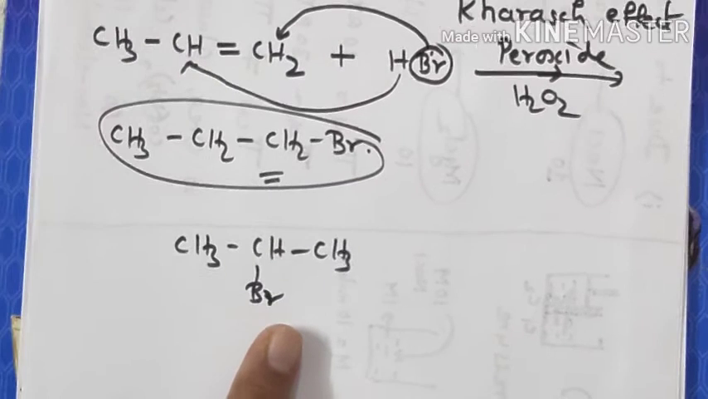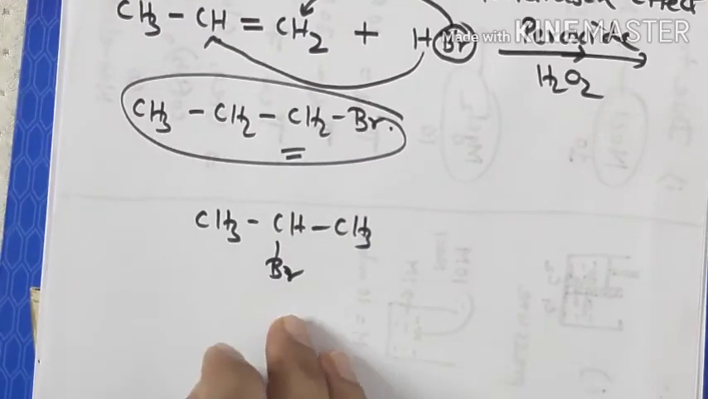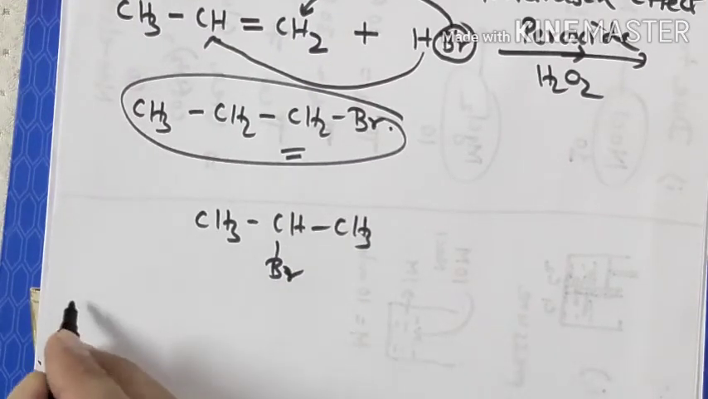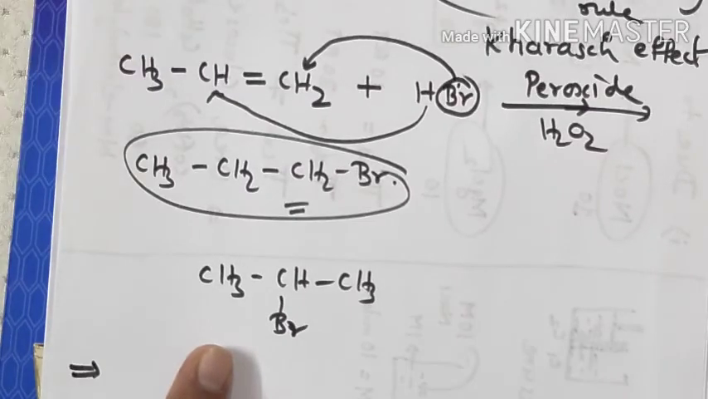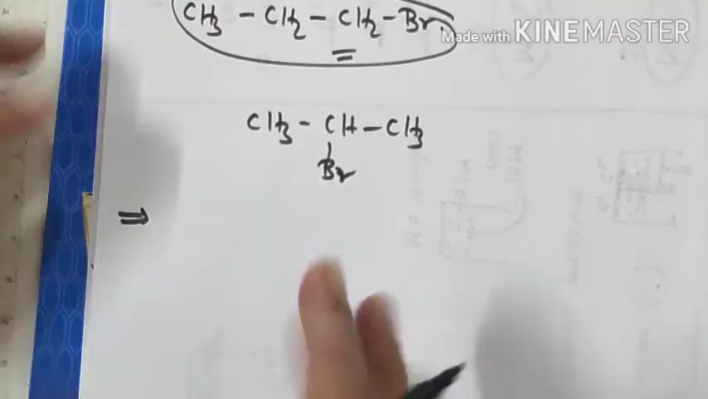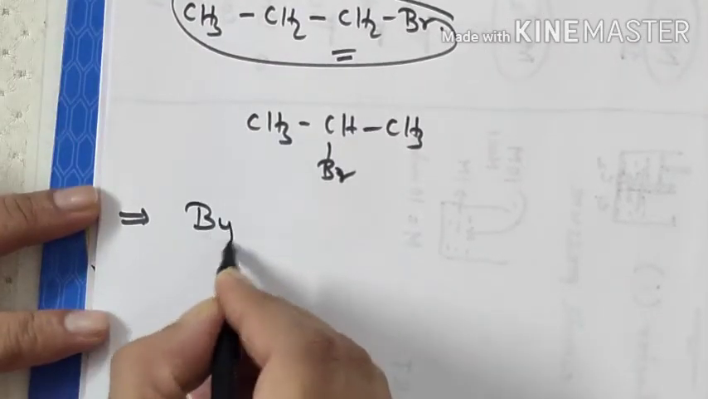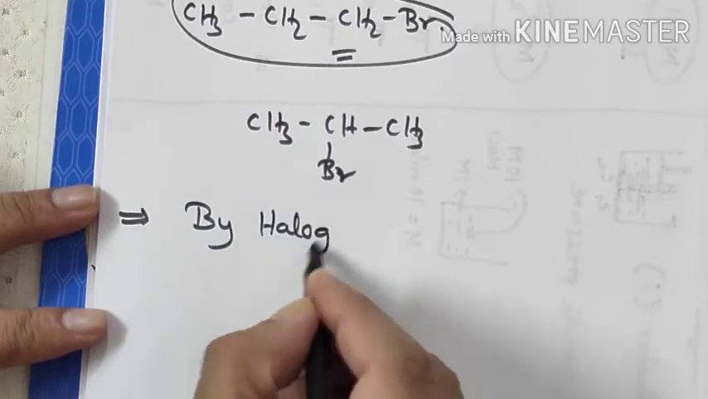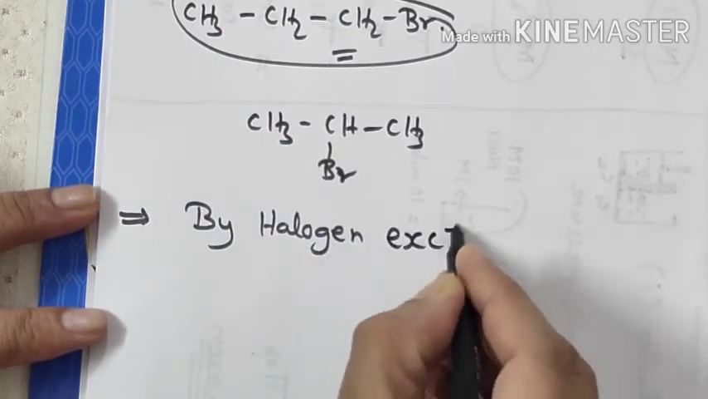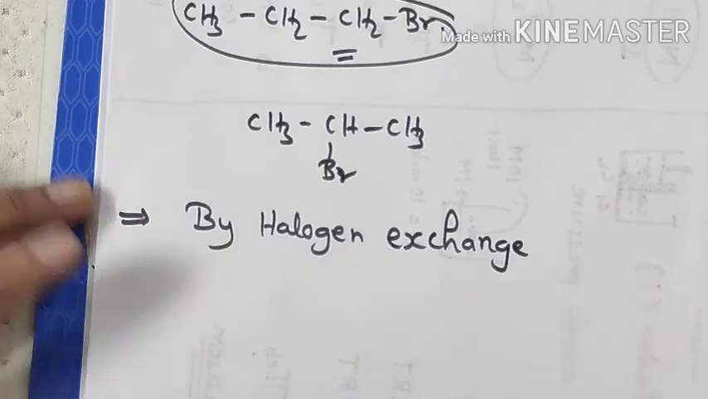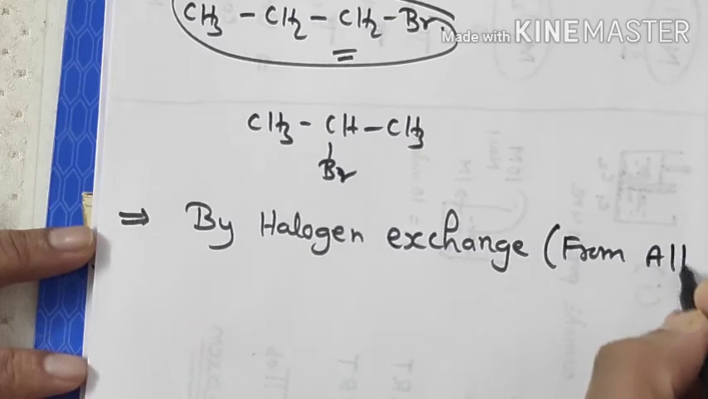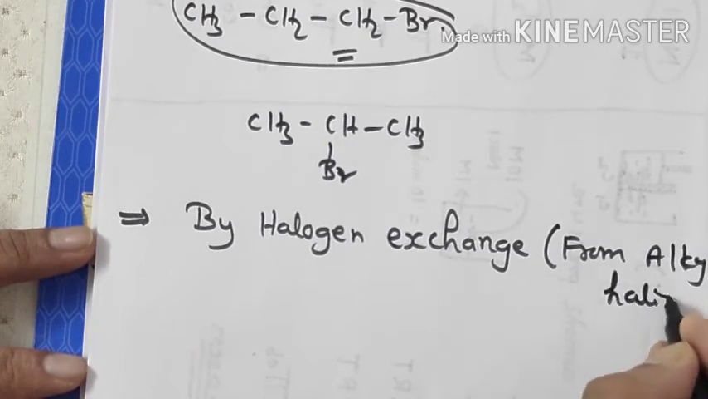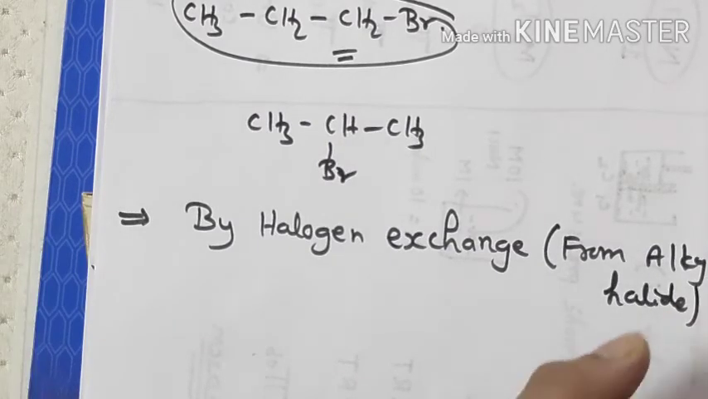Okay, so that was preparation number 4, and now we are moving to the last preparation, that is by halogen exchange, or I can say from alkyl halide. From alkyl halide, that means we are preparing alkyl halide from alkyl halide.